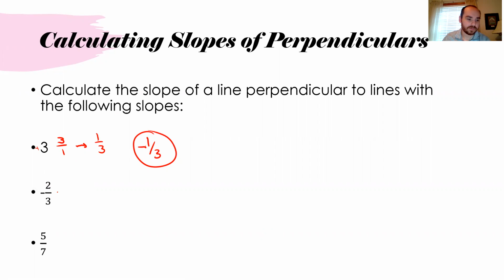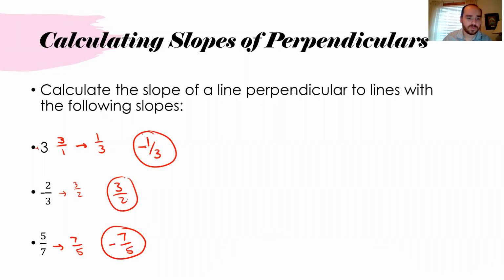This one, since it's already a fraction, is pretty easy. It goes to 3 over 2. Since this one is negative, we know our new one needs to be positive, so the slope is just 3/2. Last one, also a fraction, so we're going to switch that to 7 over 5. Since this is a positive slope, our new one's going to have a negative slope, which gives us -7/5.